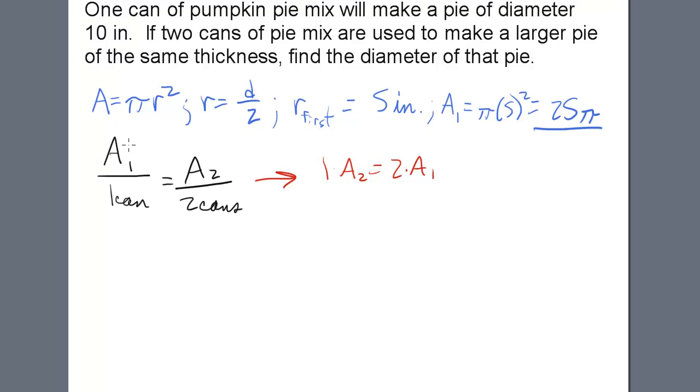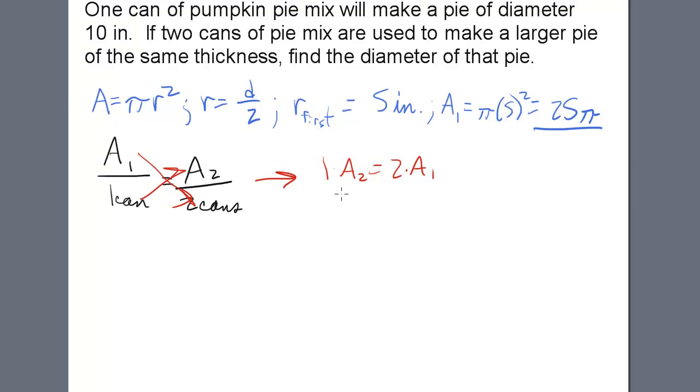Now, going to this ratio or proportion, we have area 1 over 1 can is area 2 over 2 cans. What we're going to do is cross multiply. So we go area 1 times 2 equals area 2 times 1. So 1 times a2 equals 2 times a1.